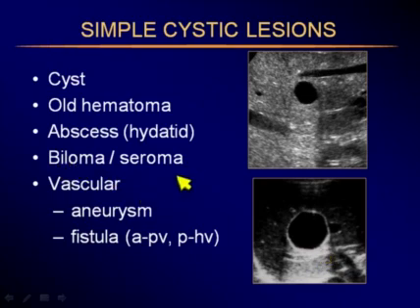A biloma or a seroma can look like a simple cyst. And if we ever have a vascular structure, or if we ever have a cystic structure that looks unusual, not perfectly round, we should always think of the possibility of this being some type of vascular structure like an aneurysm or some unusual fistula like an arterial portal venous fistula or portal to hepatic vein type of fistula.